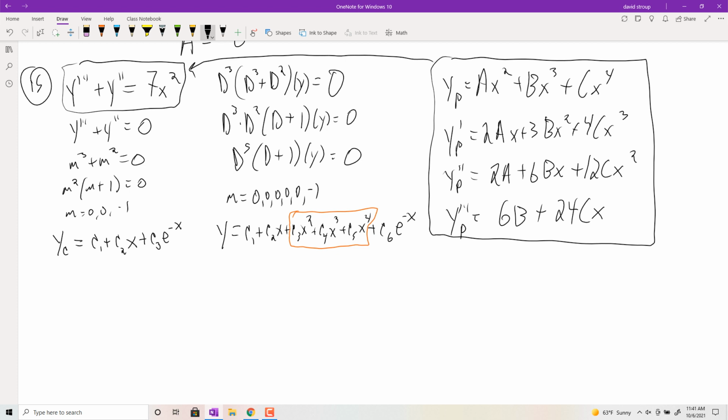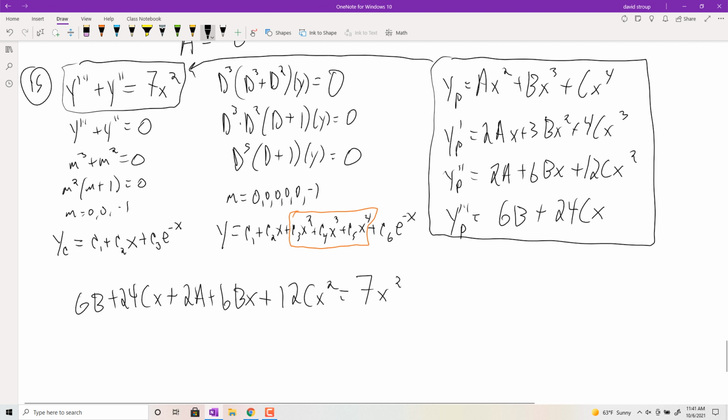So I get 6b plus 24cx plus y double prime, 2a plus 6bx plus 12cx squared equals 7x squared. And then you equate coefficients on the terms, okay? So if you want to, you can kind of collect stuff. After a while, you'll be like, no, I'm doing enough work, thank you. But just for illustration purposes, get the x squared by itself, get the x parts by themselves.